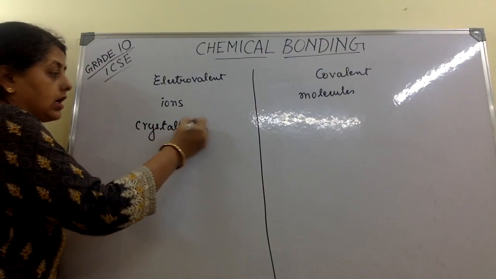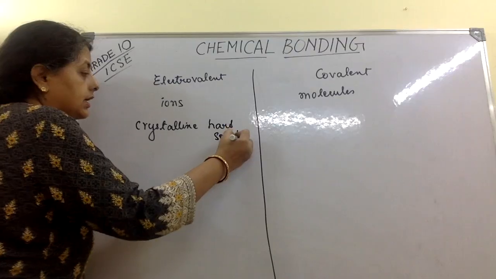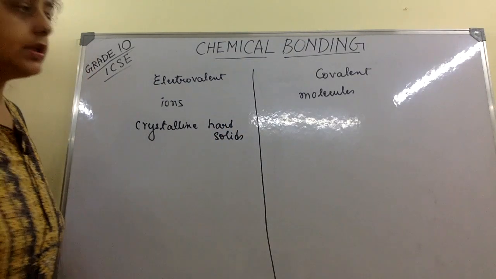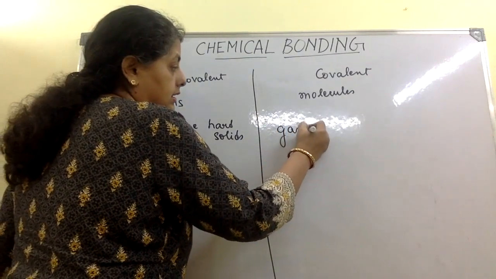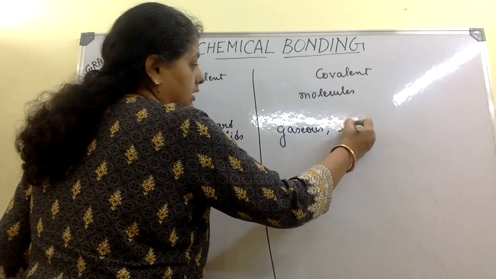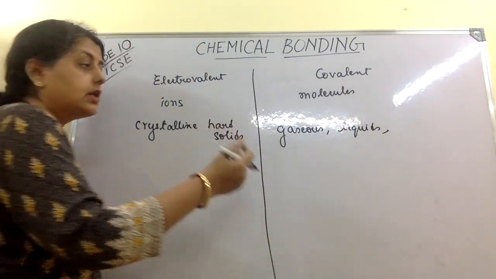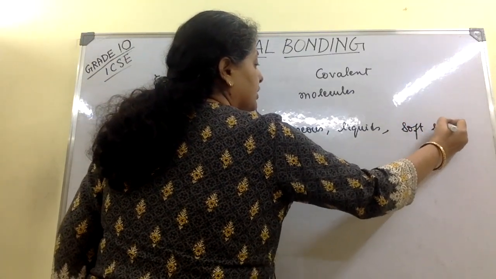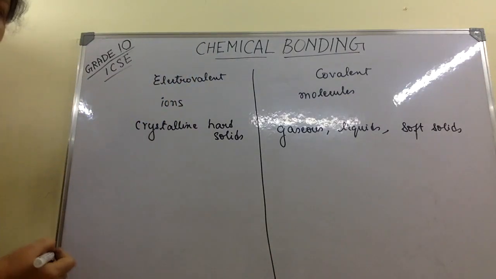For electrovalent compounds you get crystalline hard solids, and here you get gaseous substances and liquids, covalent compounds like kerosene, diesel, petrol, everything. Gaseous substances or soft solids. Soft solids, you can say wax. Wax is a covalent compound.